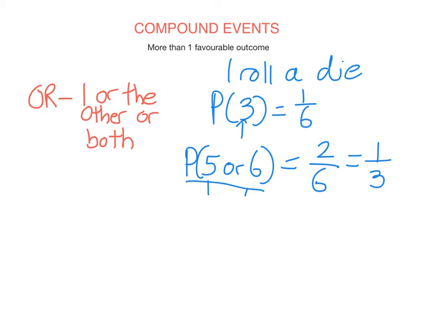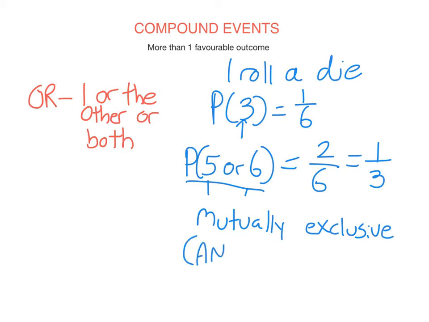It didn't matter in a question like the probability of 5 or 6, because both cannot happen. You cannot have a 5 and a 6 at the same time. In that case, we say events are mutually exclusive. So if I roll a die, the event that I roll a 5 and the event that I roll a 6 are mutually exclusive because they cannot both happen. But all other times when I say or in probability, I mean either event or both of them.